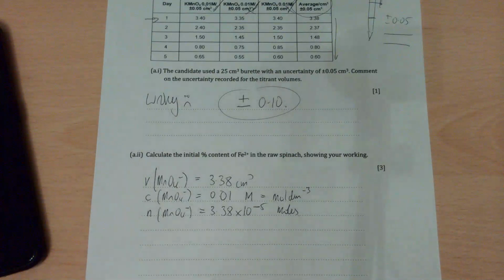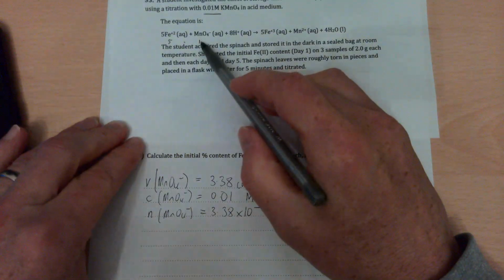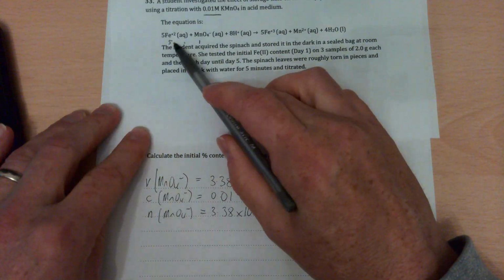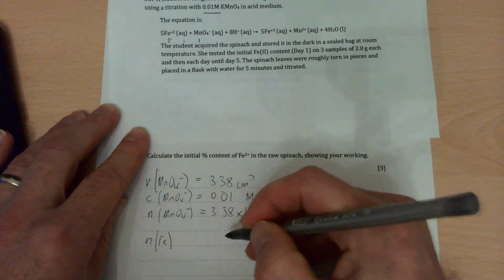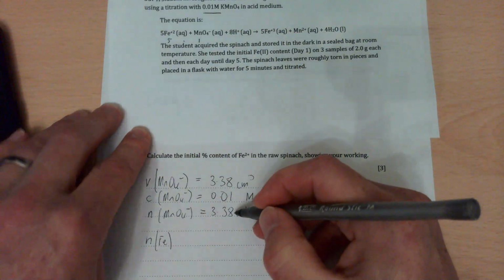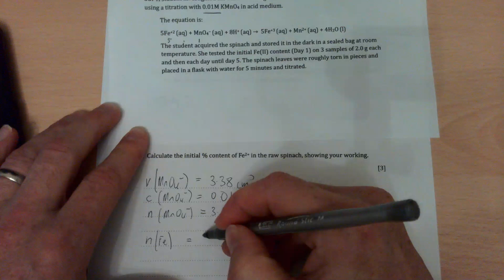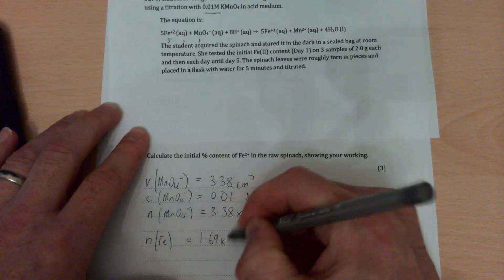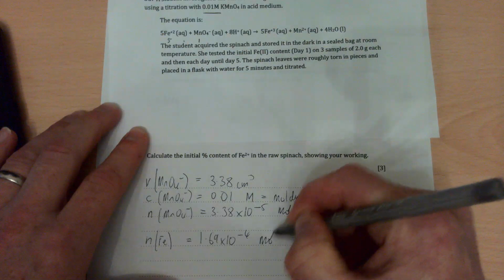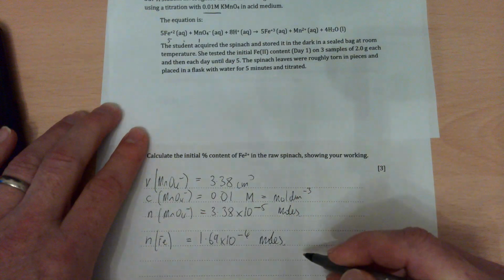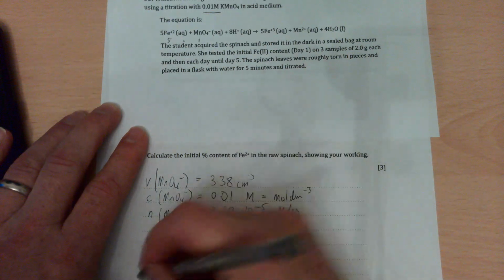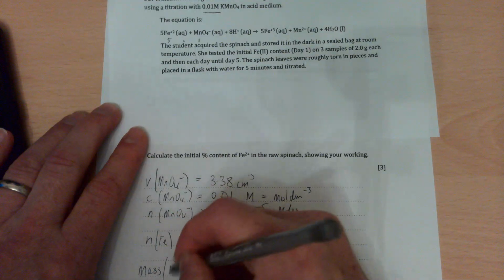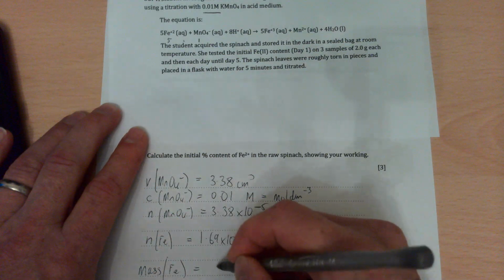Go back to the balanced equation. You'll see that it's a 5-to-1 ratio. However much permanganate there was in the titration, there must be 5 times as much iron. So the number of moles of iron is that number times 5. When I did that, I got, probably rounded a little bit, 1.69 times 10 to the minus 4 moles in our sample. And if we know the number of moles, it's dead easy then to work out the mass of iron by multiplying by the formula mass.